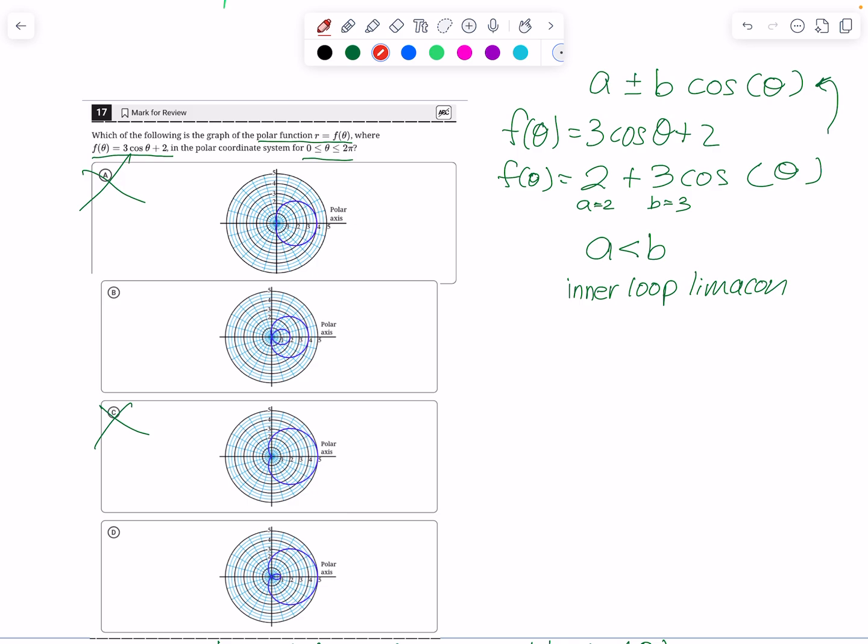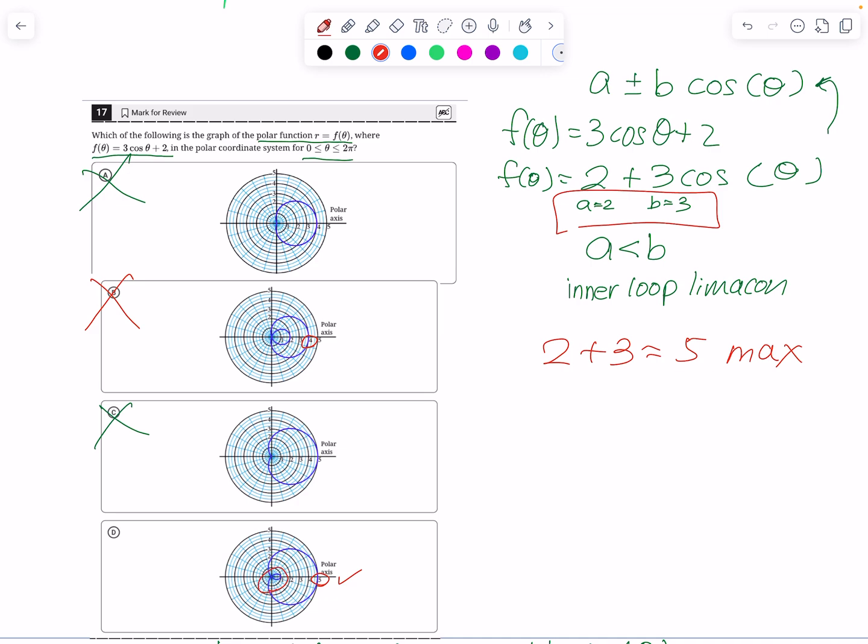So going back to the A and the B, what you do with the A and B, you add them. So 2 plus 3, that's 5. That's the maximum amount it goes out. So if you look at choice B, the maximum it goes out is right here. That is not 5. So that's wrong. And let's look over here. The maximum it goes out is 5. That's good.